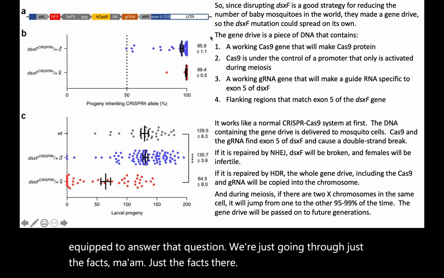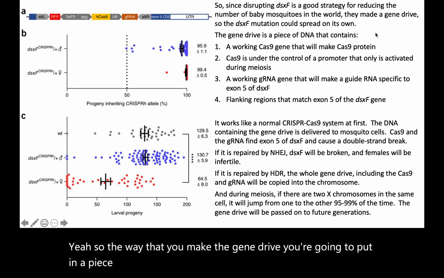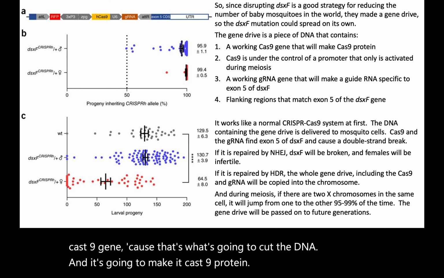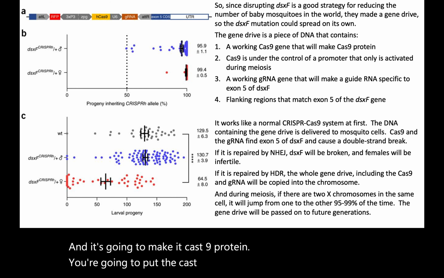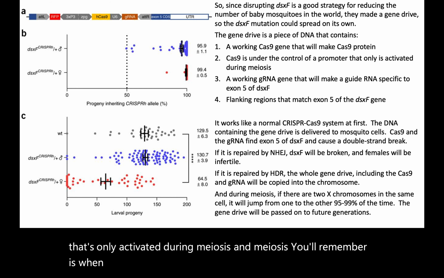So the way that you make the gene drive, you're going to put in a piece of DNA that contains the following: a working copy of a Cas9 gene, because that's what's going to cut the DNA, and it's going to make a Cas9 protein. You're going to put the Cas9 under the control of a promoter that's only activated during meiosis. And meiosis, you'll remember, is cell division that's going to make gametes, either sperm or egg cells.